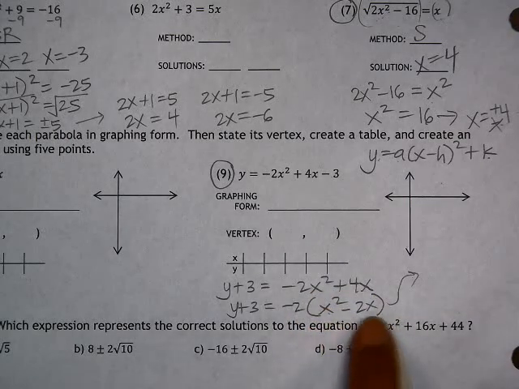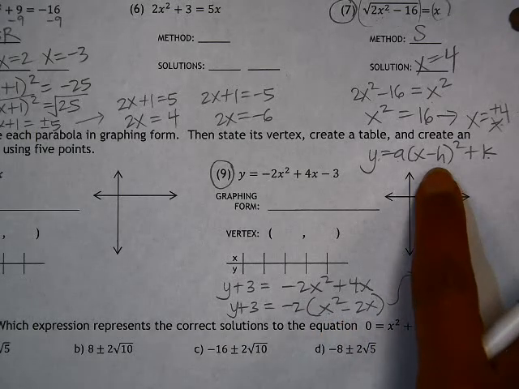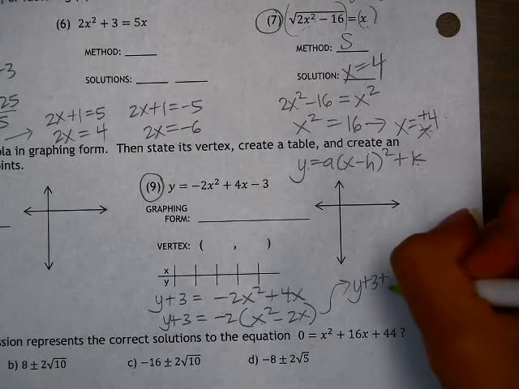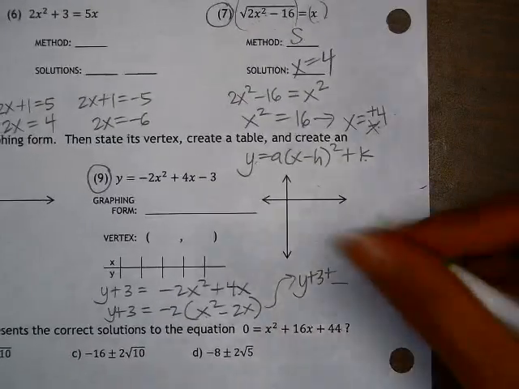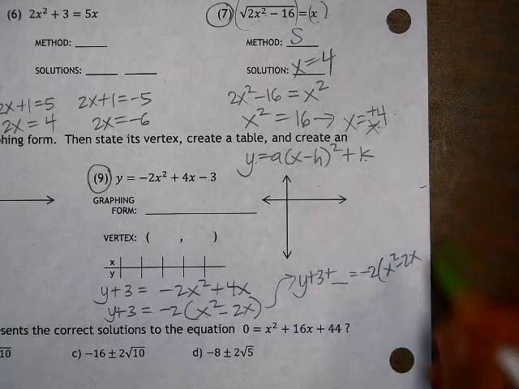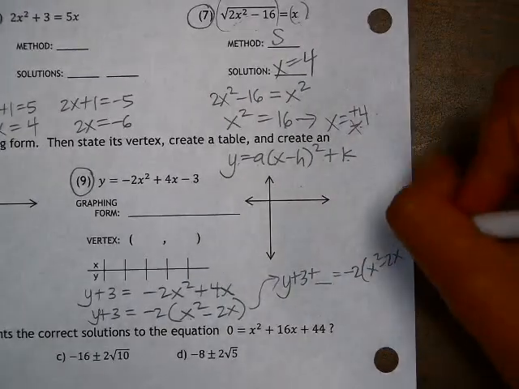Now, in order to get this portion to look like x minus h quantity squared, we need to do what we call completing the square. That's adding a number to both sides. That will allow us to make this a perfect square trinomial.